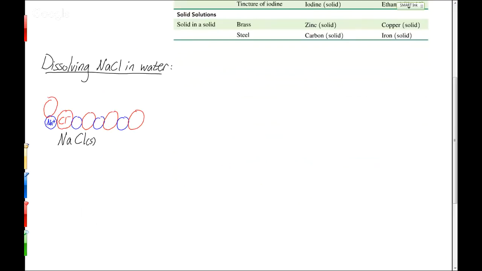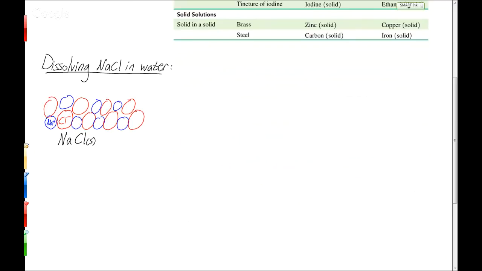Sorry, this is really annoying if you're using separate pens. But anyway, something like that. Kind of all packed in together in different ways, and that's our sodium chloride.